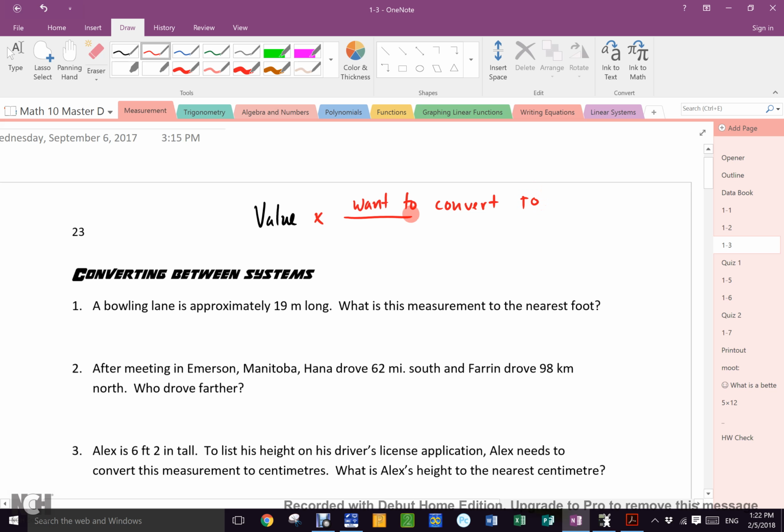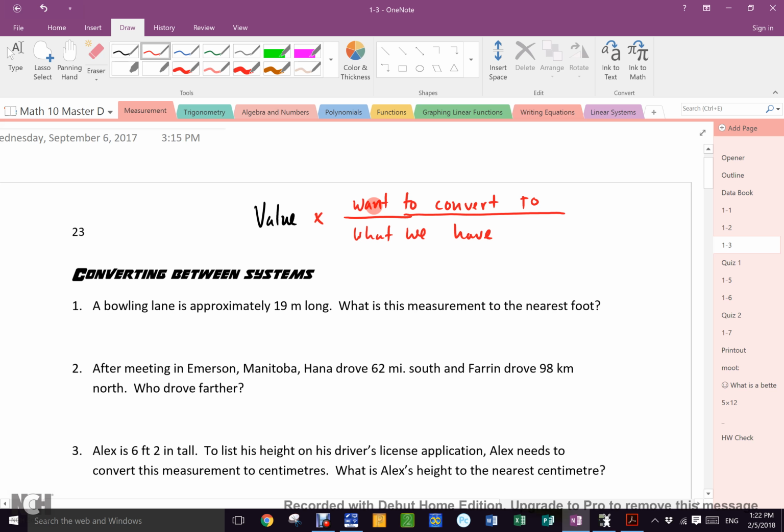What we want to convert to over what we have. No matter what. So if it's time, we want days to minutes. Days is on top, minutes is on the bottom. Right? Oh wait, days to minutes. Minutes on the top, days on the bottom. No matter what. Everybody cool? So all we need to know is the numbers that we have to put in here.